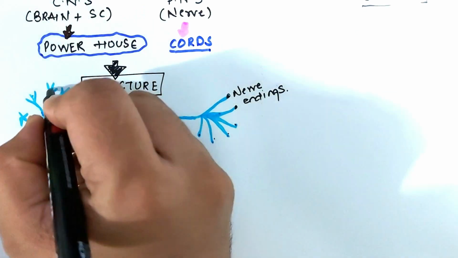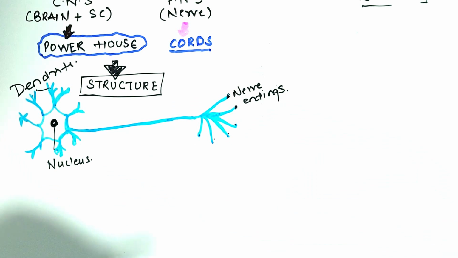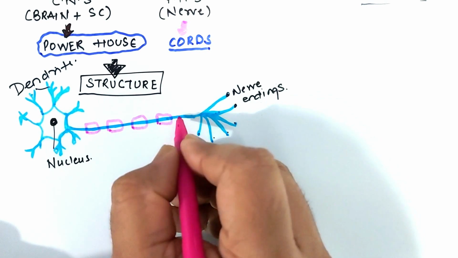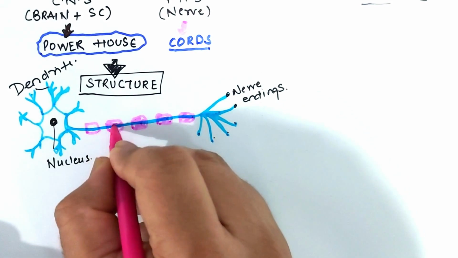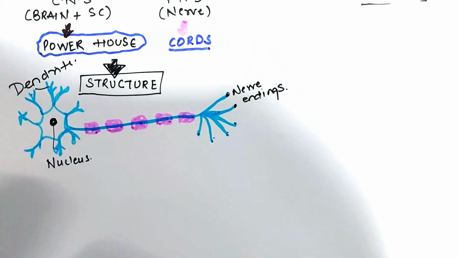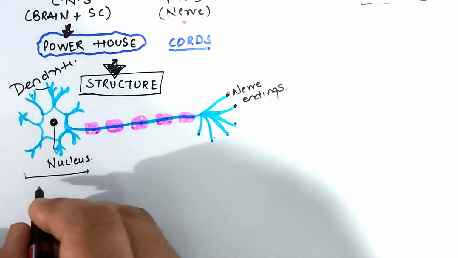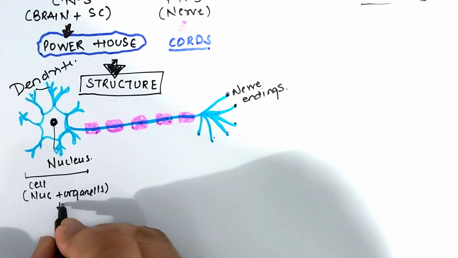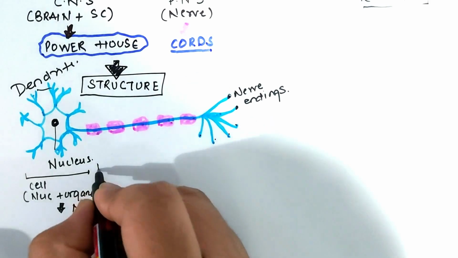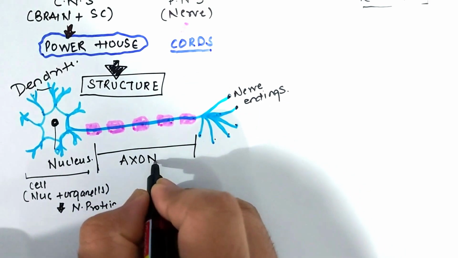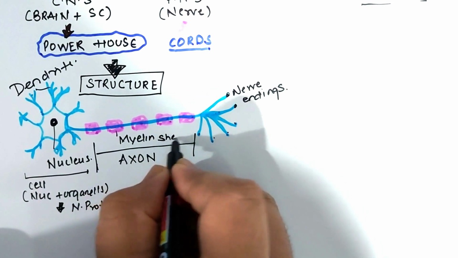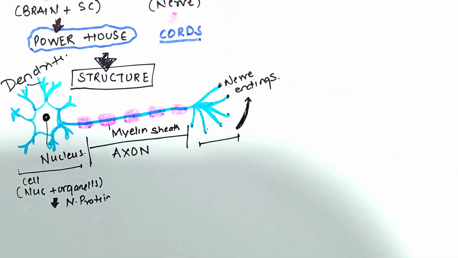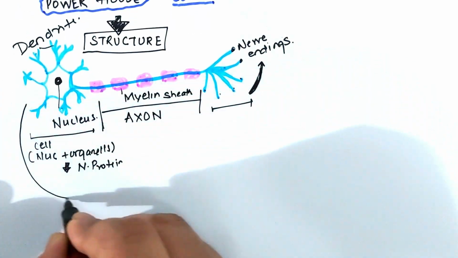This is the nucleus and these are the dendrites. The terminal extension of the cell is called the nerve endings. On the axon you have a specific covering which is called the myelin sheath. So this particular area is basically your cell, which has a nucleus plus organelles which are responsible for synthesizing the nerve protein. This particular area is called the axon, which is covered with the help of the myelin sheath and the terminal nerve endings.